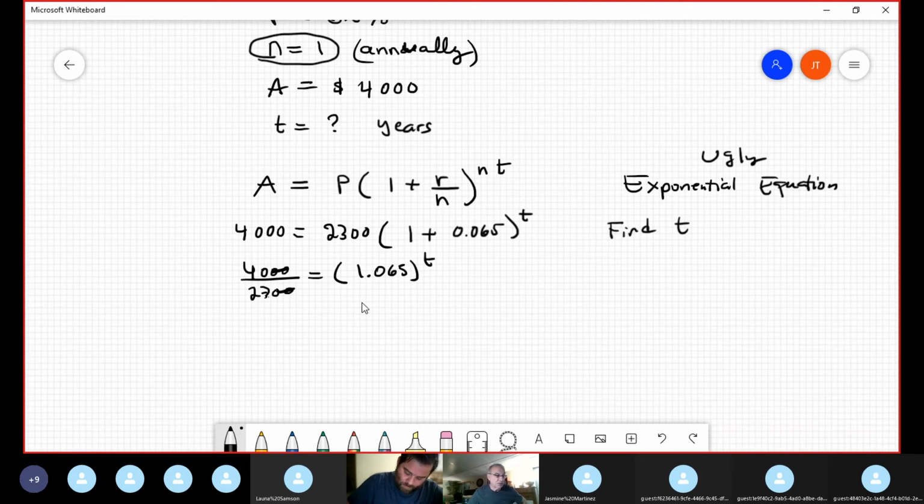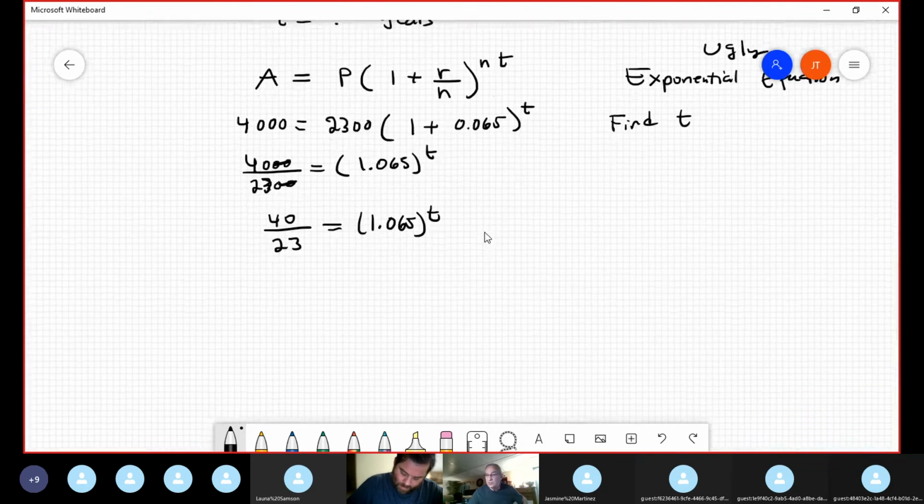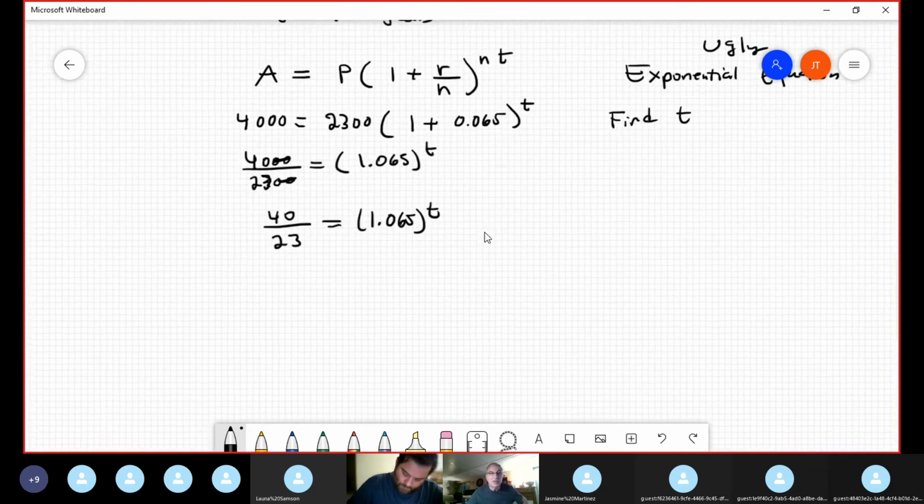Because 1 plus the decimal is this, no? So actually 40 divided by 23 is equal to 1.065^t. So we have a relatively easy exponential equation. Of course, it's the equation where you need to apply logarithm on both sides. Logarithm of this and logarithm of this.